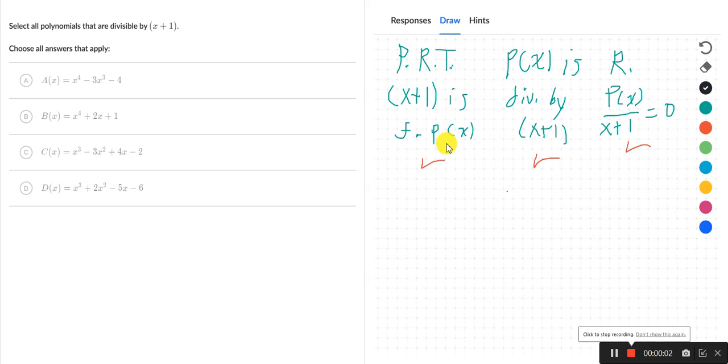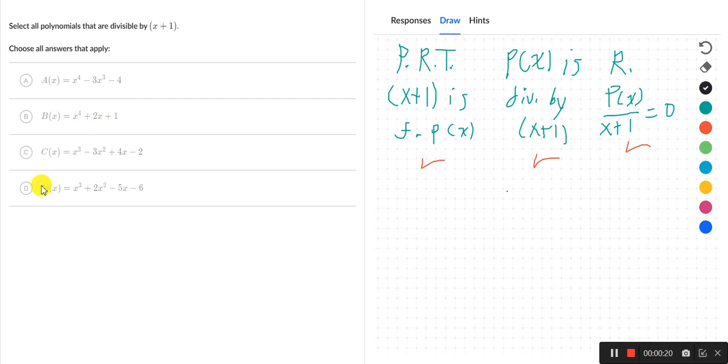Hello guys, in this video we are going to continue solving some problems regarding the unit test on Monday. Here we have this problem. Select all polynomials that are divisible by x plus 1. Choose all answers that apply.